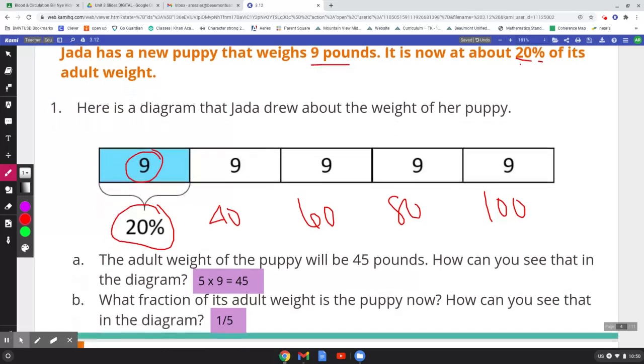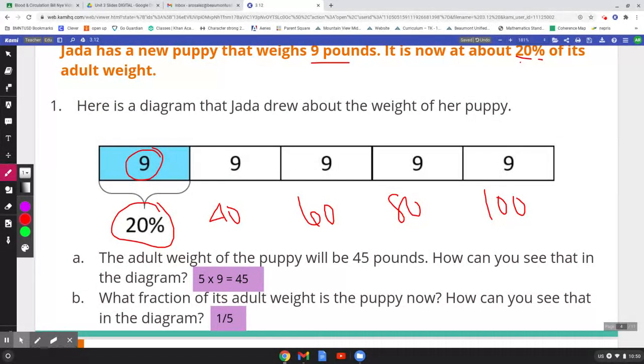So then we answer the questions based on what we see. So the adult weight of the puppy will be 45 pounds. How can you see that in the diagram? Well, we see that every box has 9 and there are 5 boxes. So you have 1 box, 2 boxes, 3 boxes, 4 boxes, 5 boxes. So 9 times 5 is 45. So that's how they got that. So for A, that's what you'll write: 5 times 9 is 45.